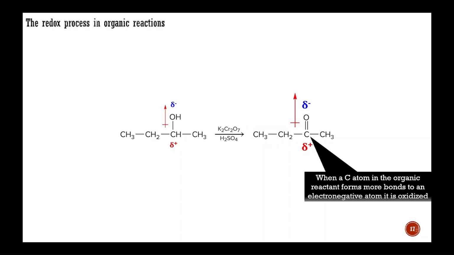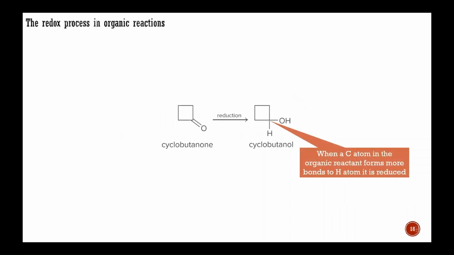Therefore, when a carbon atom in the organic reactant forms more bonds to oxygen or fewer bonds to hydrogen, thus losing electron density, the reactant is oxidized, and the reaction is called an oxidation. Conversely, when a carbon atom forms fewer bonds to oxygen or more bonds to hydrogen, thus gaining electron density, the reactant is reduced, and the reaction is called a reduction.